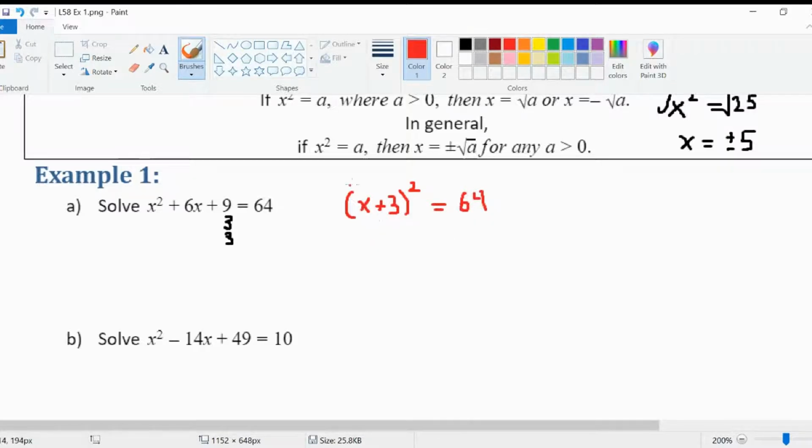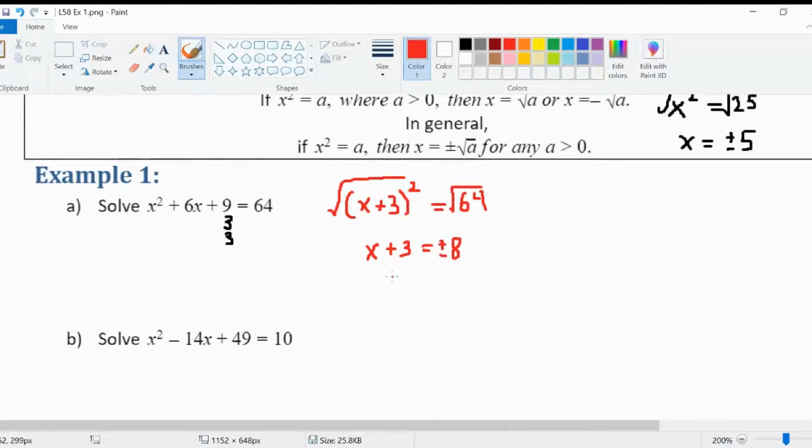After that, to start to get into this x, we have to get rid of this squared, which we are going to square root. So we square root the left side, square root the right side. We're going to get x plus 3 is equal to the square root of 64, which is 8. But using our rule from above, whenever we square root a value and we get 8, it could be a positive or negative 8, two solutions.